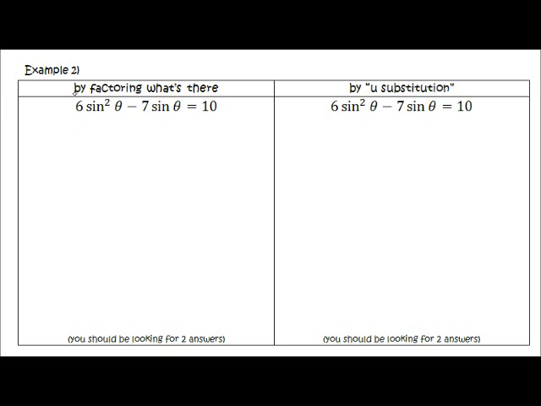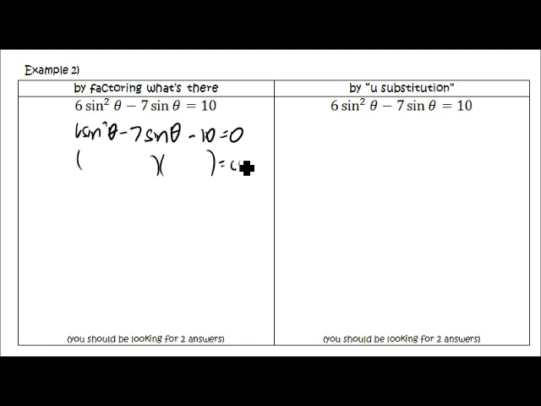I'm going to teach you two methods to solve these quadratic trig equations. The first method is just going to be by factoring what you see. The second method is going to be by something called u substitution. Before we do anything, let's go ahead and move this 10 to the other side. So we're left with 6 sine squared theta minus 7 sine theta minus 10 equals 0. Let's attempt to factor this.